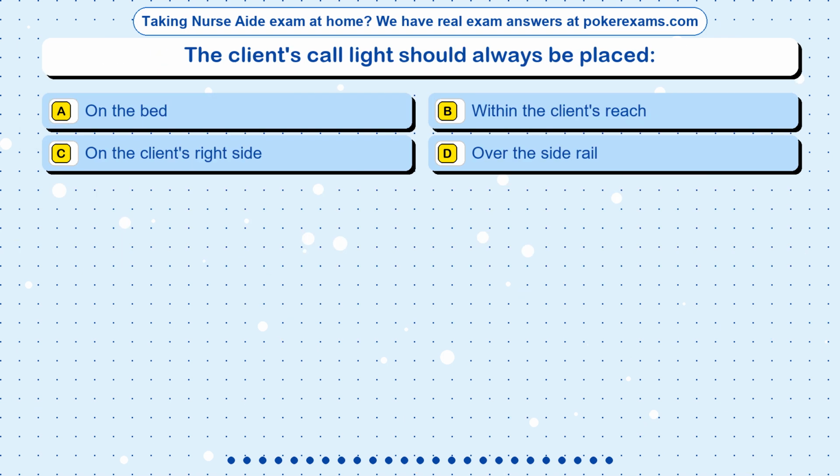Question 17. The client's call light should always be placed. Option A. On the bed. Option B. Within the client's reach. Option C. On the client's right side. Option D. Over the side rail.